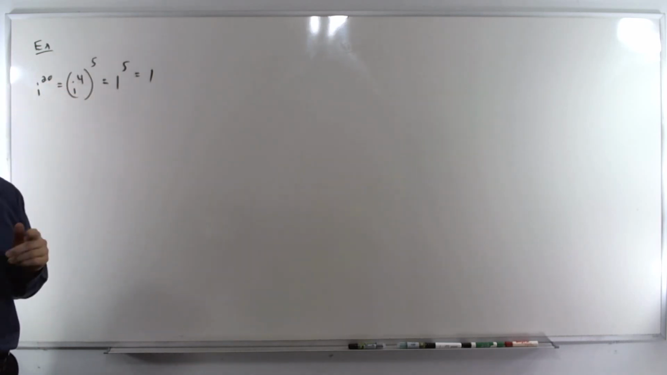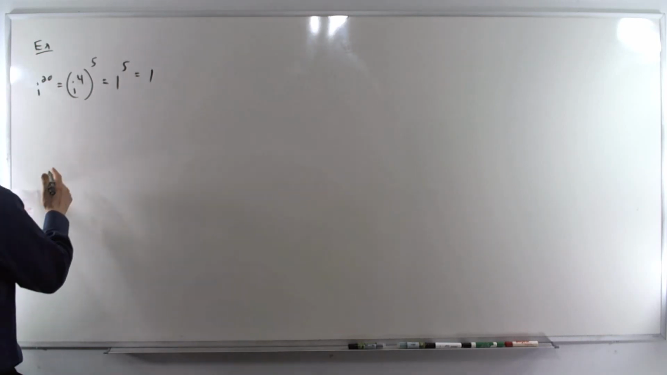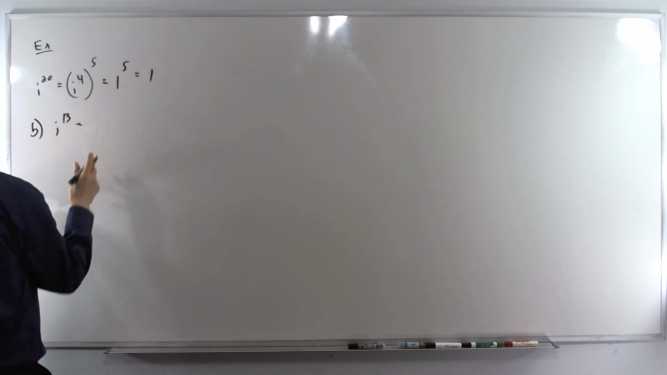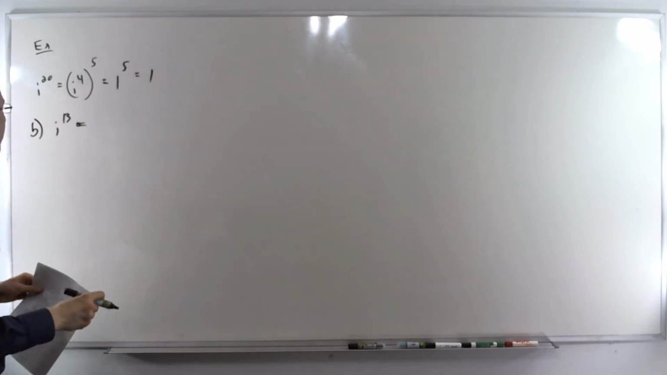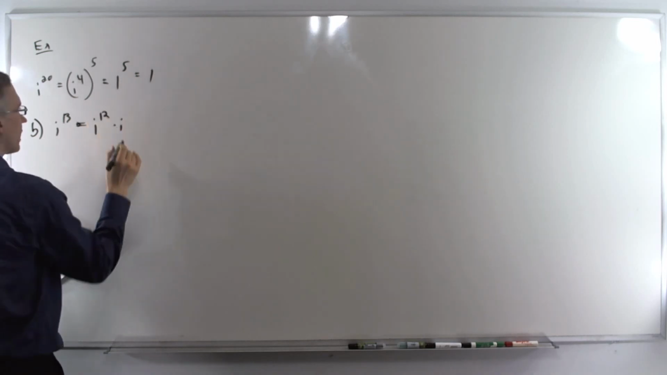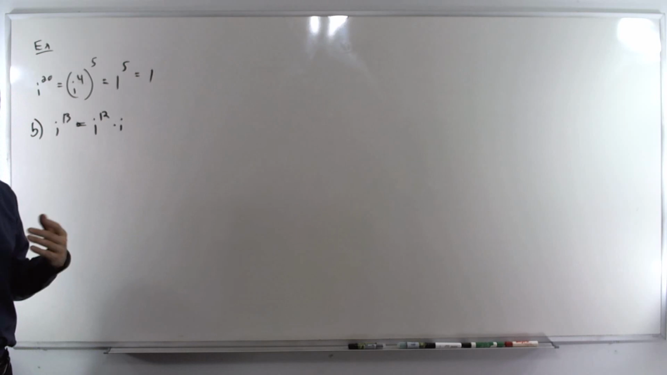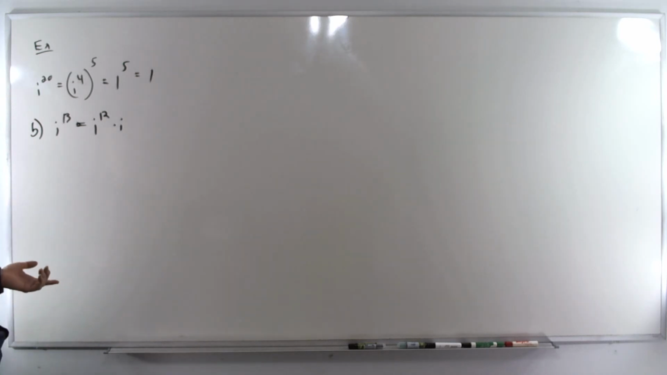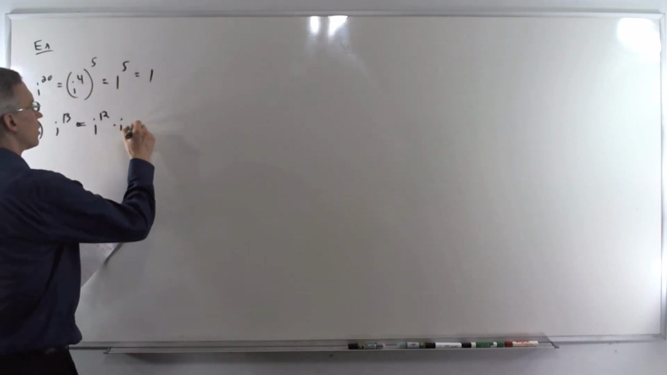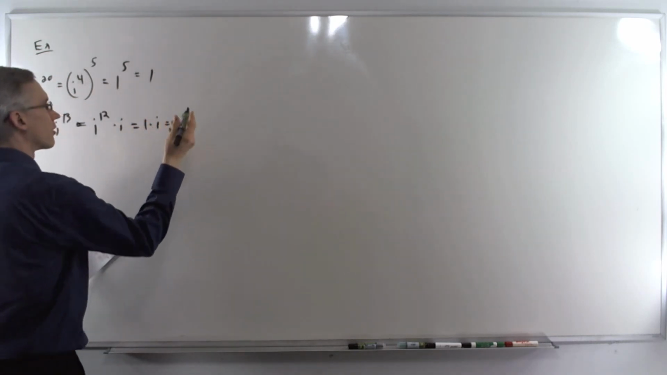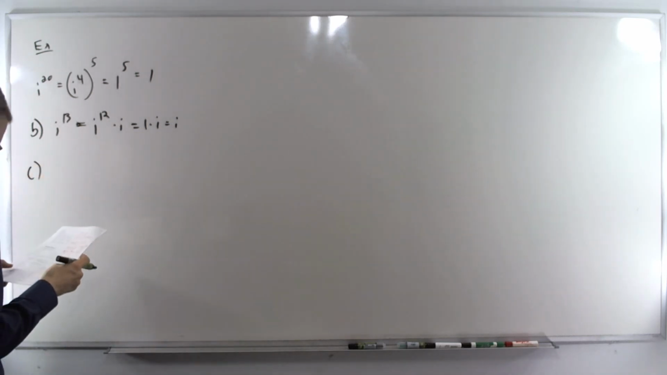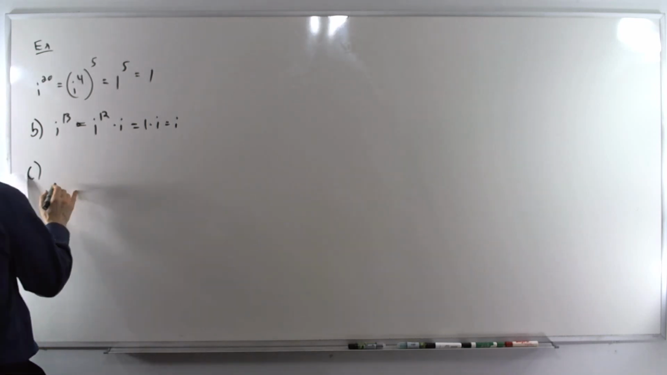But what about the exponents that aren't a multiple of 4? Let's try b, i to the 13th power. Now here's where we're going to break it up. We're going to break it up into i to the 12th times i, because 12 is a multiple of 4. And as we've seen, anytime we have i to a multiple of 4, we get 1. So this is 1 times i, or i.